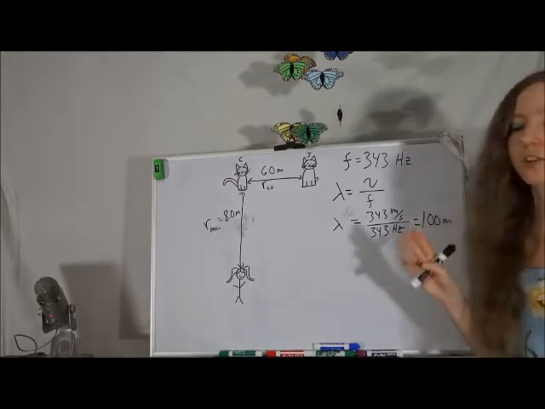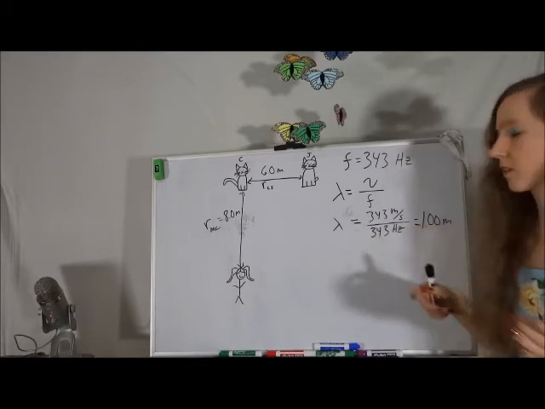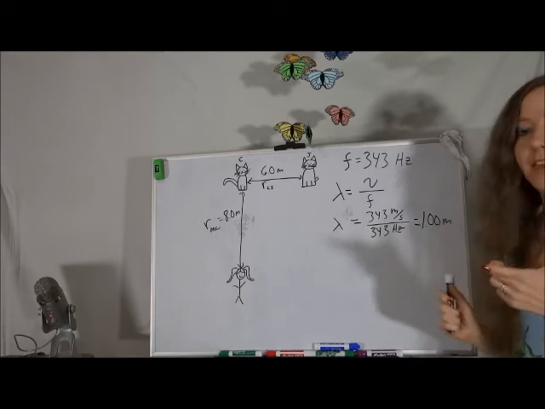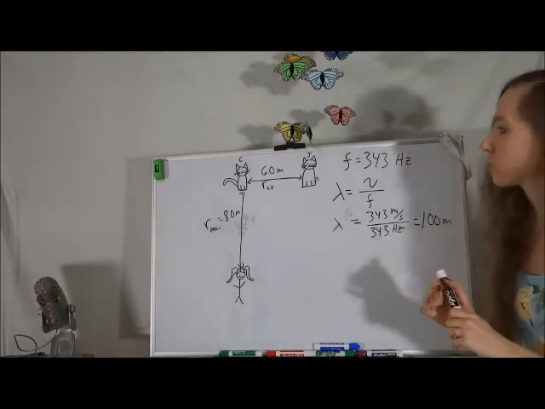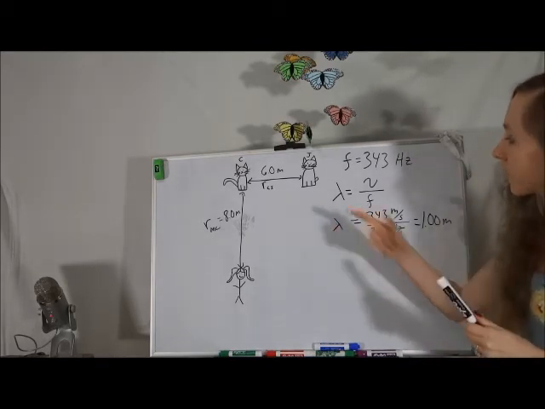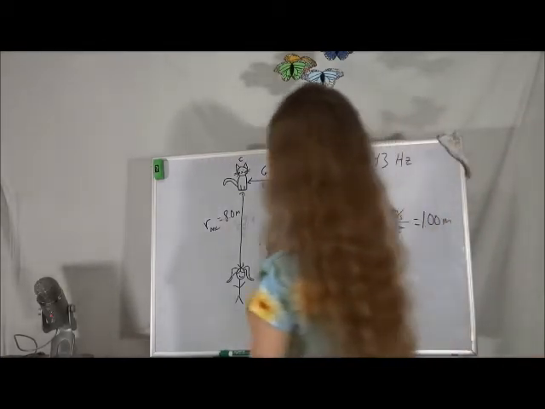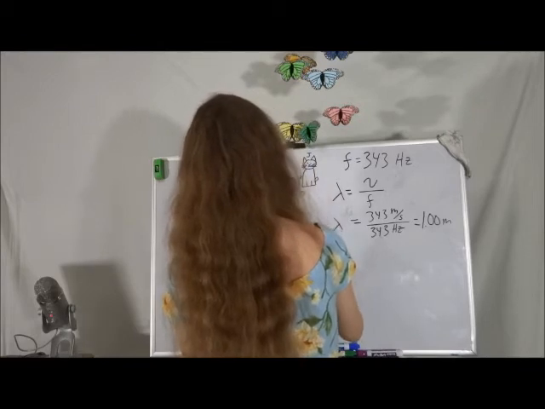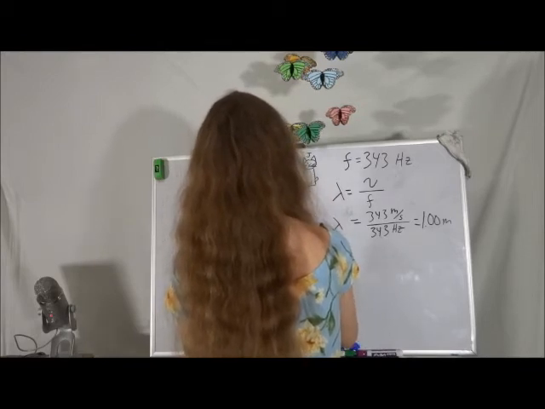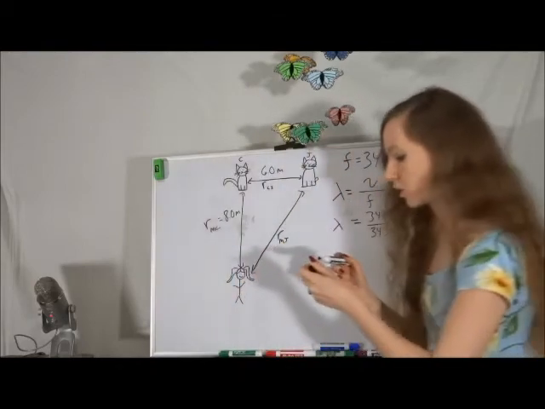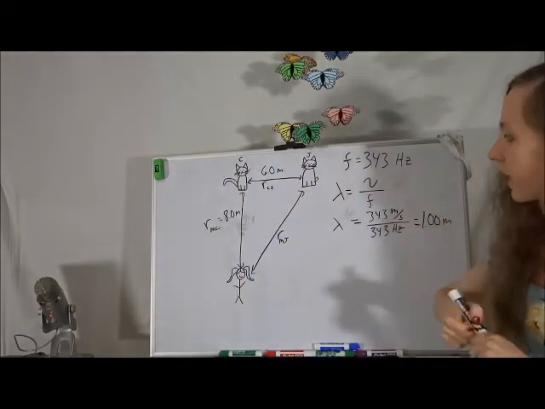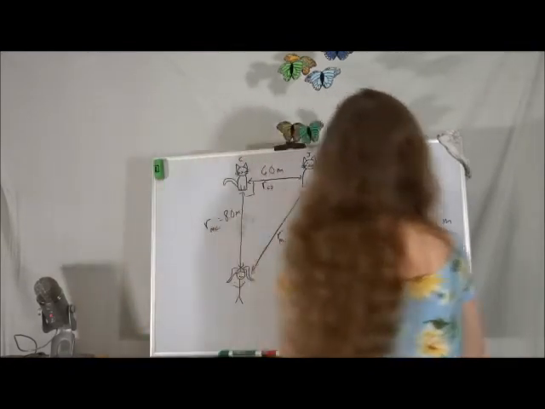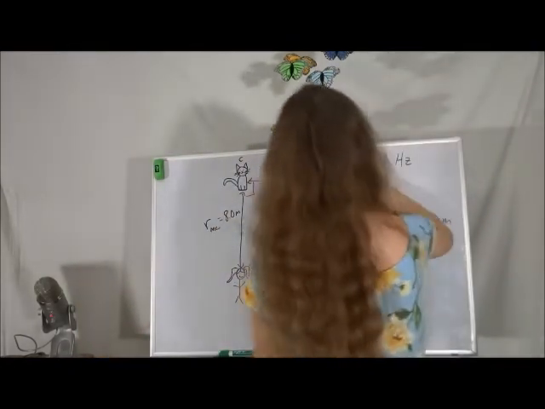Now, the tricky part is figuring out whether it's constructive or destructive interference. To do this, we need to know what the path length difference is between these two sounds that are traveling to me. So the first thing I have to do is figure out what the distance is from me to Joey. So we're going to call this one R_MJ, so it's the distance from me to Joey. And we can kind of see that this looks like it forms a right triangle. So to figure out this distance, we're just going to use the Pythagorean theorem.